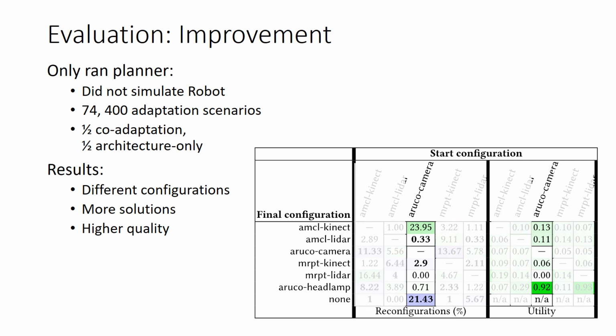Consider the cases in which the robot started in a configuration using a Roku camera. If co-adaptation is enabled, the resulting plan selects the AMCL Kinect configuration 23.95% more times than when only considering architecture adaptation, and has on average 0.13 higher utility. In fact, the planner is unable to find the plan in 21.43% more cases if the planner is not free to reconfigure the task. More details regarding timing are in the paper, but overall the results show that co-adaptation is both tractable with real robot software and results in different and better plans than software adaptation alone.